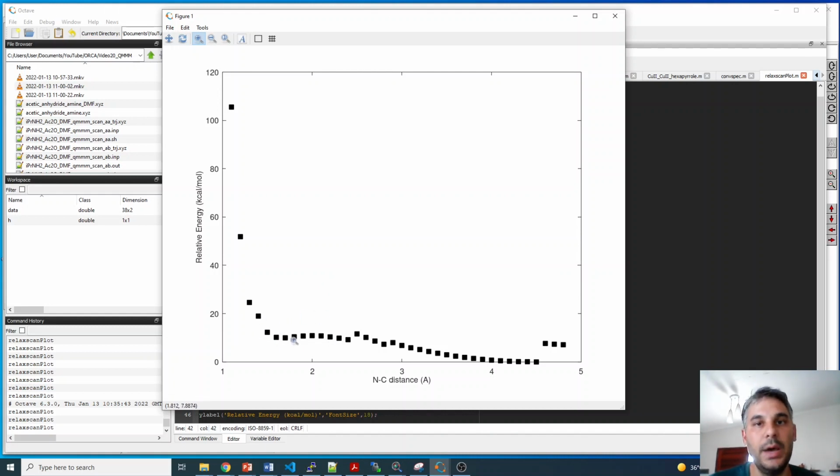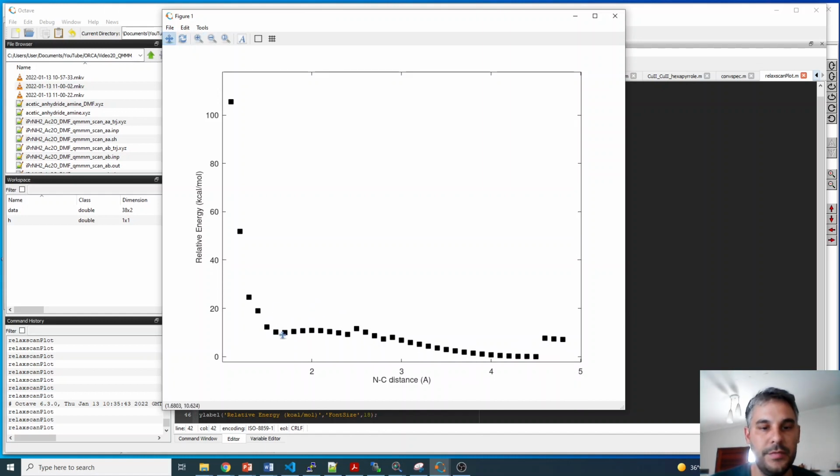So basically now I should do a second step of the relaxed scan, starting from this distance, and maybe I should scan for the oxygen of the acetic fragment leaving the carbon. This is probably a multi-step reaction because I have NH2 attacking, so I need to also deprotonate. In future videos I'm going to do this in more detail, but this video was just to show how you can do a relaxed surface scan with QM methods.